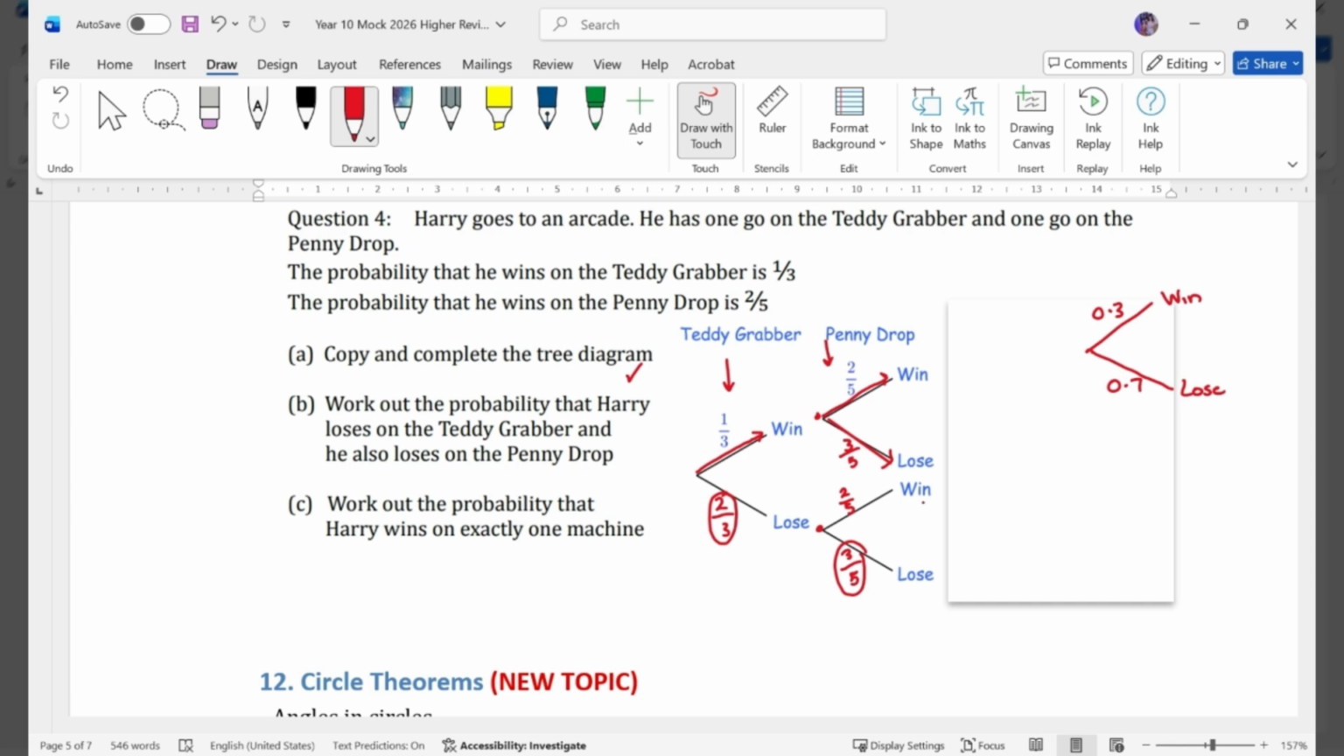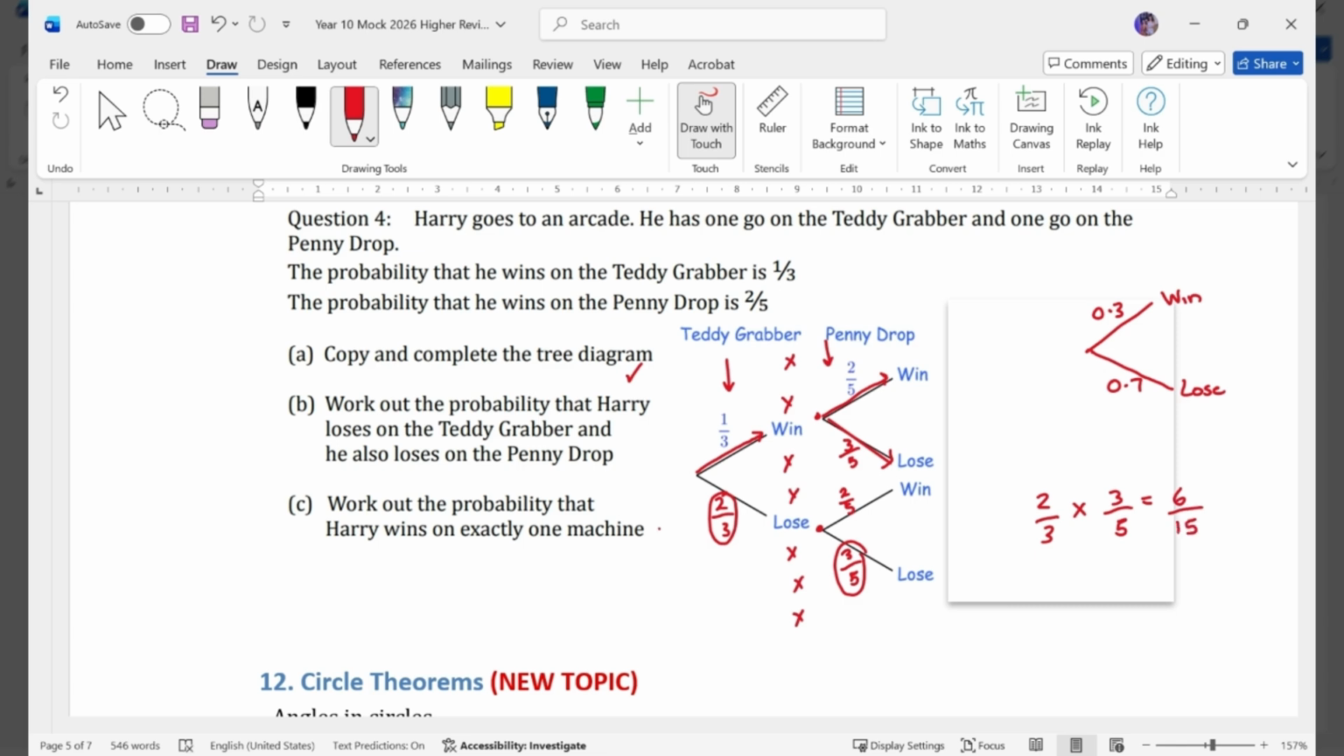Now, to do lose, lose, I want you to imagine on a probability tree an imaginary times line. The word "and" means times in probability. So lose and then lose is what we're looking for. We take the lose on the teddy grabber and then the lose on the penny drop: 2 3s are 6 and 3 5s are 15.